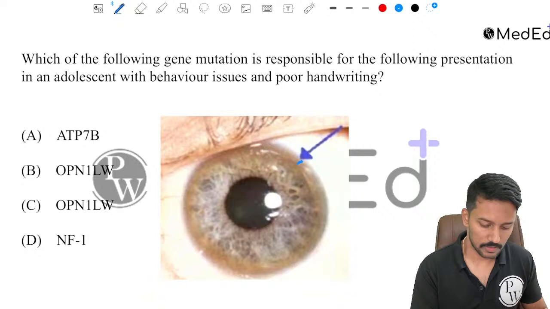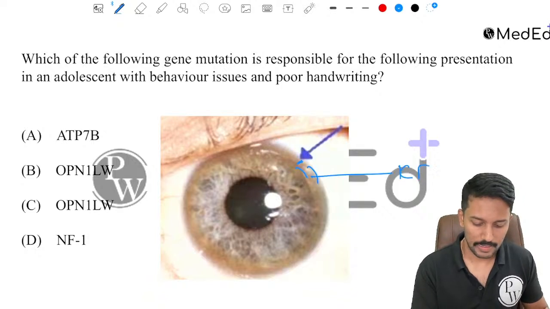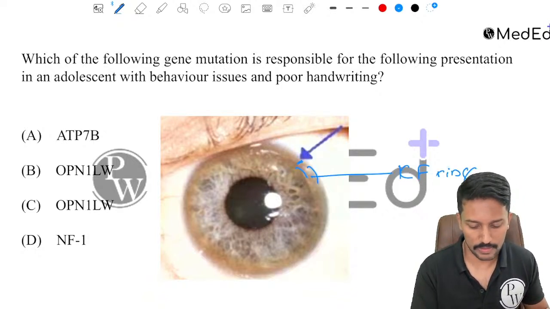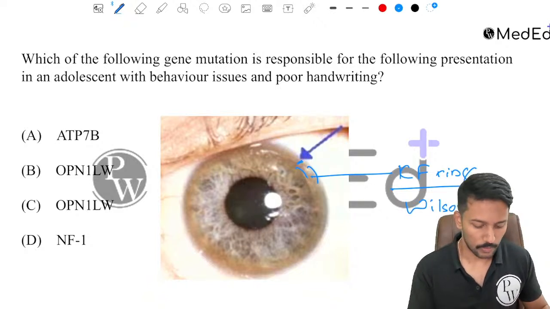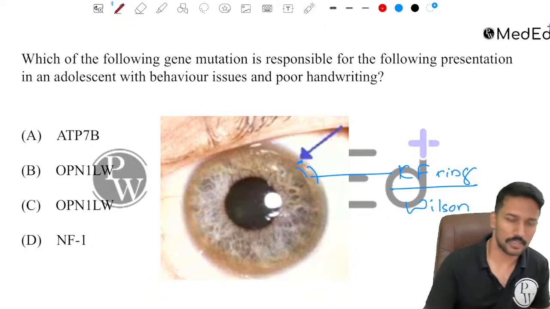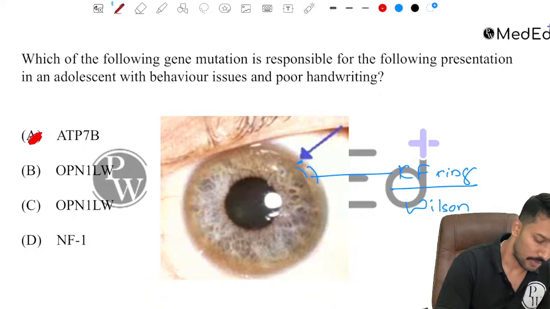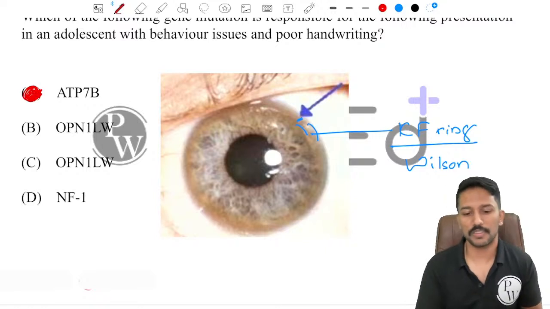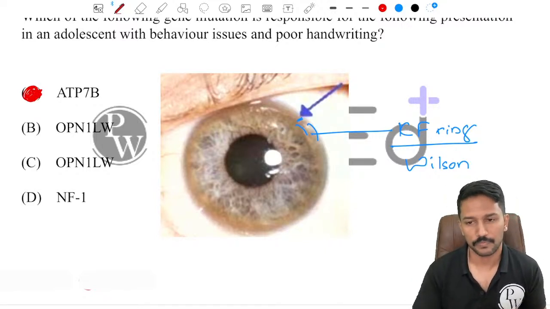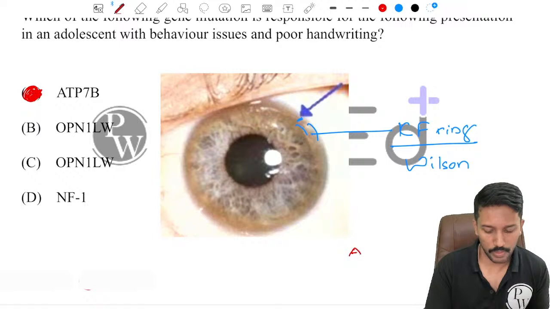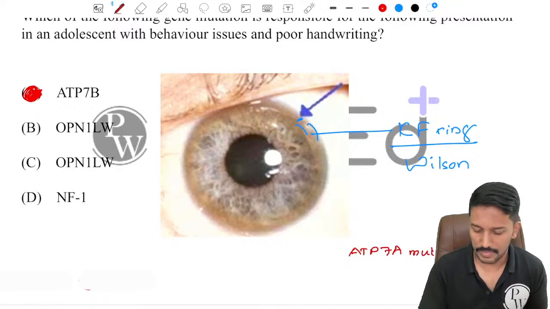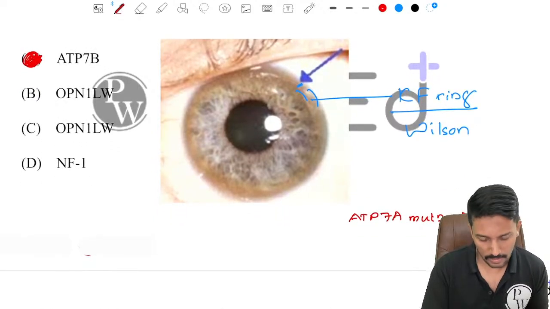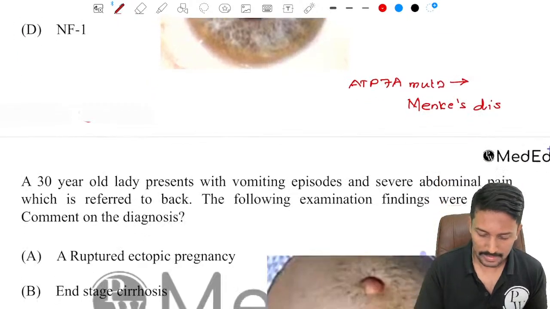Yes, so we have this ring-like structure here called Kayser-Fleischer ring or KF ring, and KF ring is seen in patients with Wilson disease. And what is the gene mutation responsible for Wilson disease? Yes, it is ATP7B, right? There is also another gene, ATP7A. That mutation is responsible for which disease? ATP7A mutation. 7B causes Wilson, 7A causes Menkes kinky hair disease, right? Or Menkes disease.